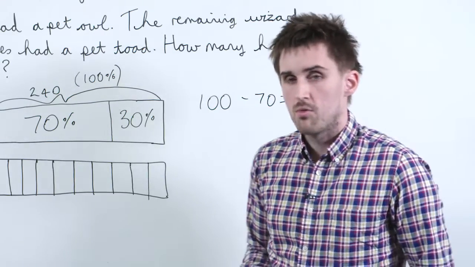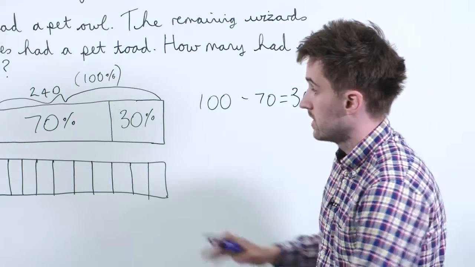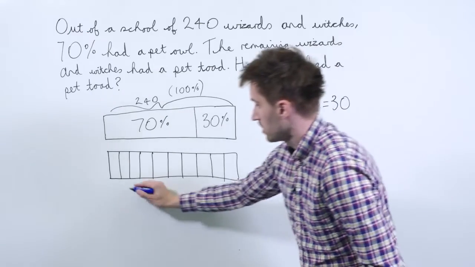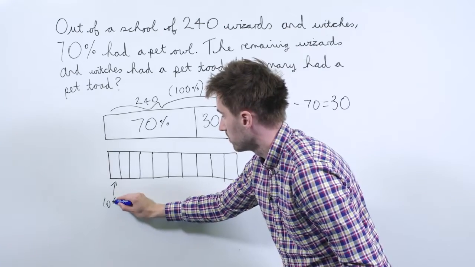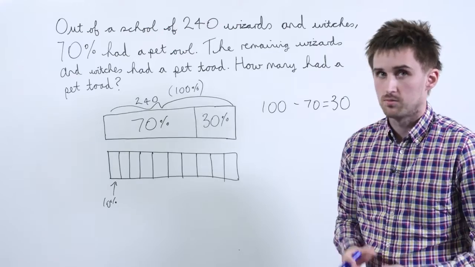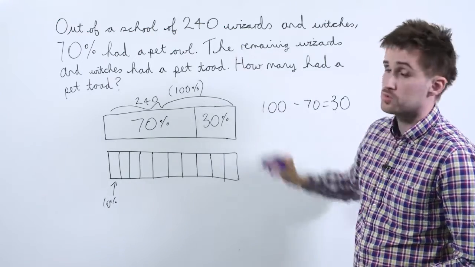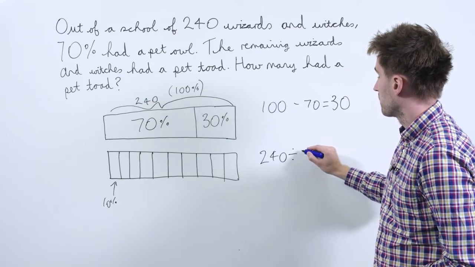Now when you're using bar models to do with percentages, it's often very helpful to have another bar model that is split into tens. So each section here represents 10%. Now in order to work out what the answer is for 10%, we need to do 240 divided by 10.